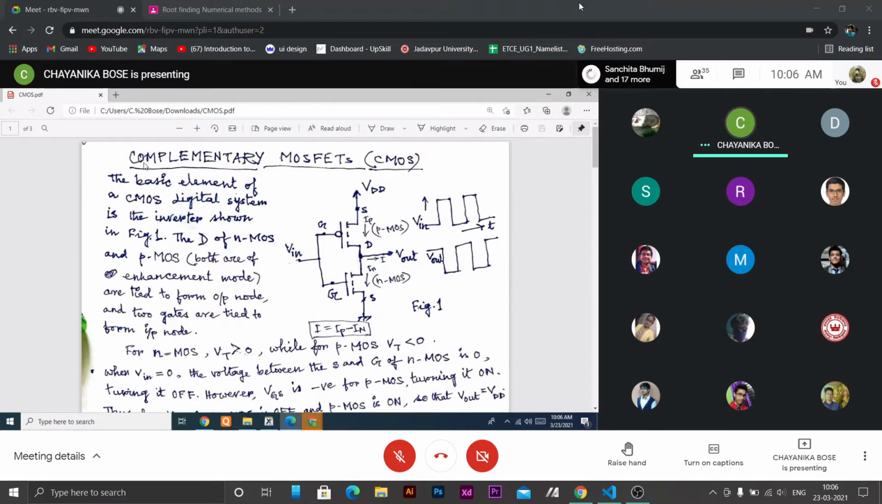Now CMOS. C means complementary MOSFETs. So CMOS is the basic element of CMOS digital system. The inverter is shown in figure 1. This is the figure where we use a pair of PMOS and NMOS, P channel MOS and N channel MOS. Any pair of P and NMOS will not be called complementary MOS. These two are exactly complementary to each other.